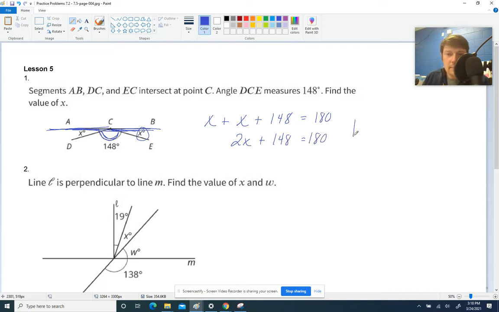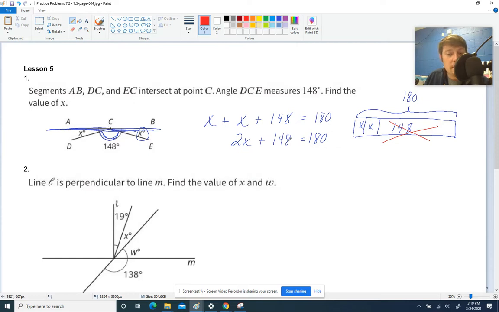If this was a tape diagram, it would look like this. We have a total of 180 degrees in our supplementary angle. 148 of them have been used on this big honking one in the middle. But we have two little bitty x ones on the side that we have to find the size of. So what we got to do is knock this 148 out first. So when we take the 148 off, let's count up to 180.